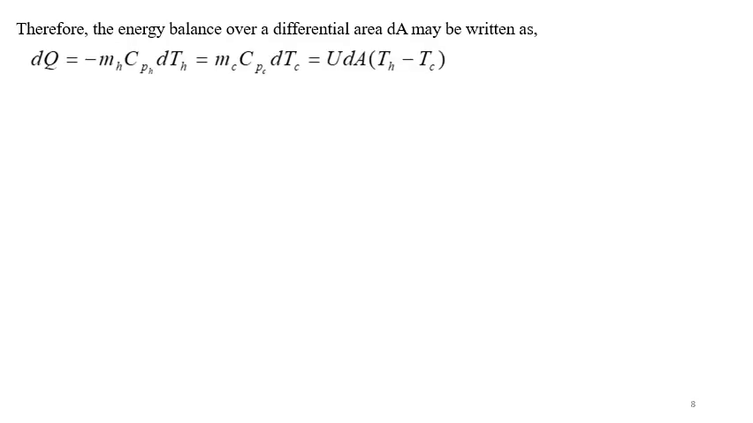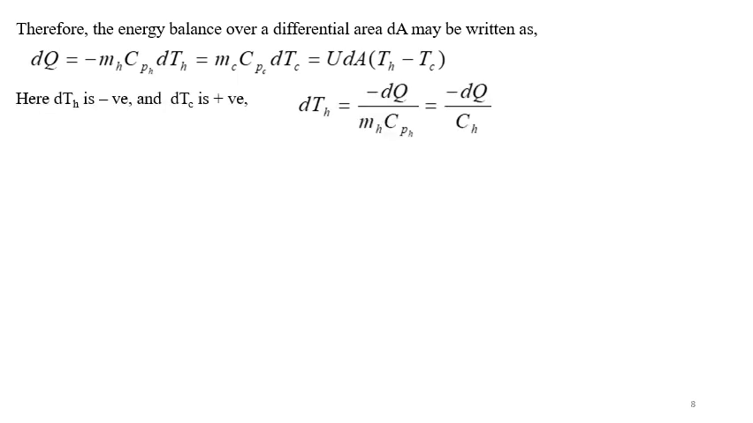Equating that, we can write dQ is equal to minus mH Cph dTh, which is equal to mC Cpc into dTc, which is equal to U into dA into (Th minus Tc). Here we know dTh is negative and dTc is positive. Therefore dTh is equal to minus dQ by mH Cph, which is equal to minus dQ by Ch. Similarly, dTc is equal to dQ by mC Cpc, which is equal to dQ by Cc.